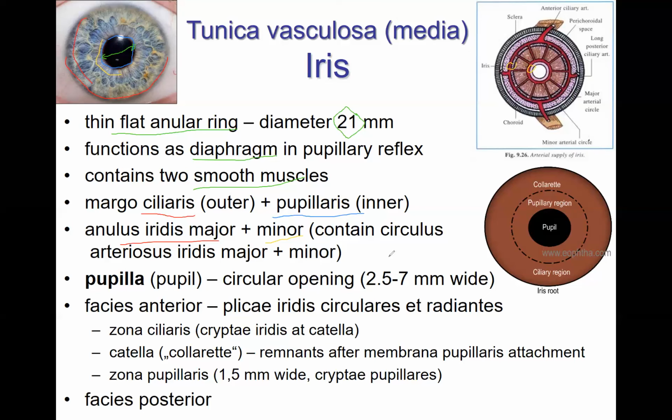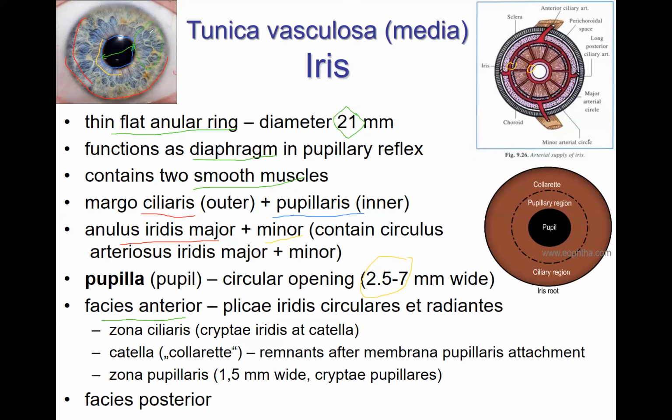So you should know approximately the dimension of the pupil, from 2.5 millimeters up to 7 millimeters, depending on meiosis or mydriasis. On the anterior surface, that's very interesting, there is no epithelium there. That's why you can nicely see the contour.